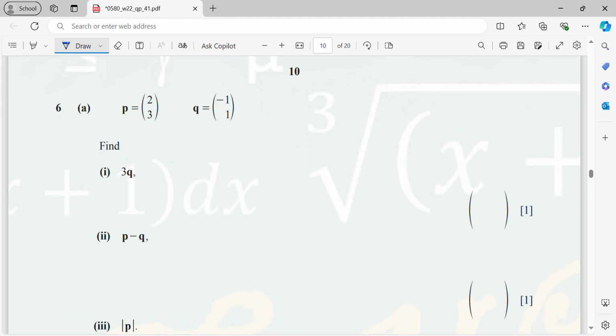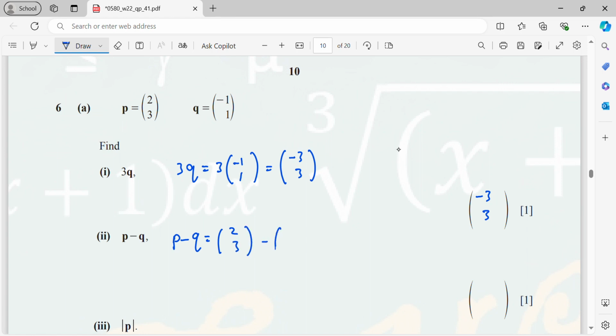Question number 6. Given 2 vectors P and Q, find 3Q. So 3Q is basically 3 times minus 1, 1. Then just times 3 into the bracket, you will be getting minus 3 and 3. That will be your vector. Now P minus Q, it will be 2, 3 minus 1, 1. So now I will open the brackets. It becomes 2 minus 1, then 3 minus 1, and at last you will be getting 1, 2.